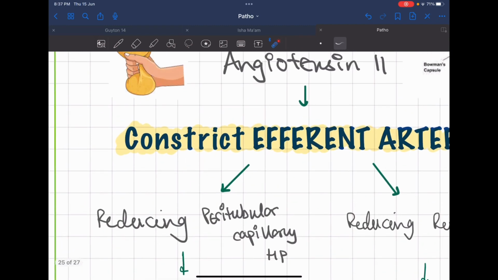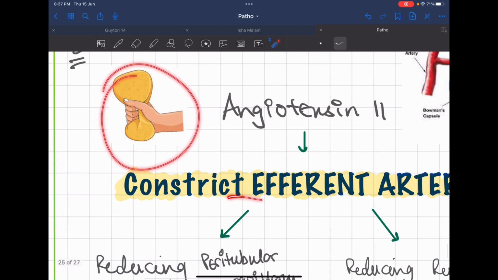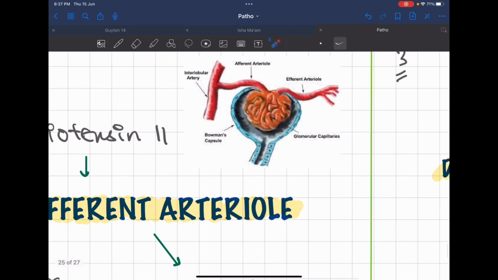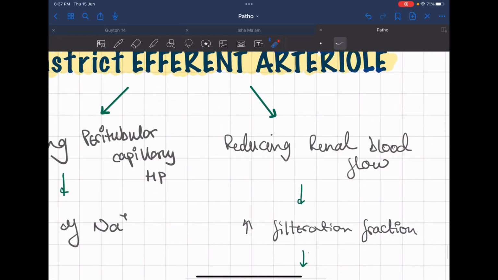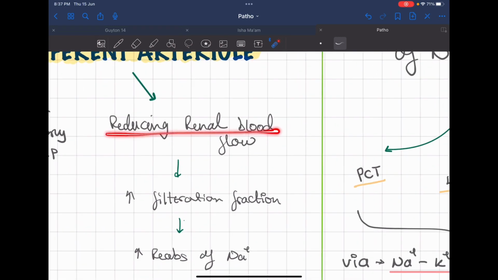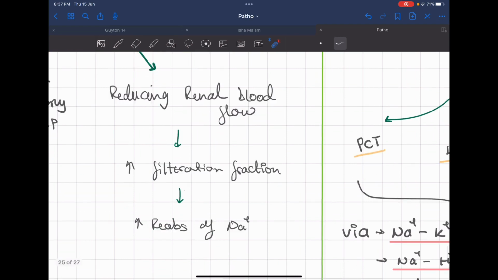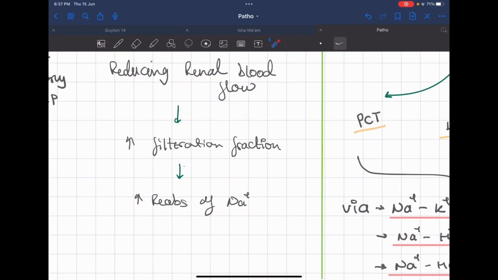There is also another effect that happens via constriction of the efferent arteriole. If I put a constriction over here at the efferent arteriole, the blood that is moving from here to here will get slowed down and will accumulate here for a longer amount of time, due to which there would be increased absorption of sodium in that area. Therefore, it is reducing renal blood flow, increasing filtration fraction and increasing reabsorption of sodium.